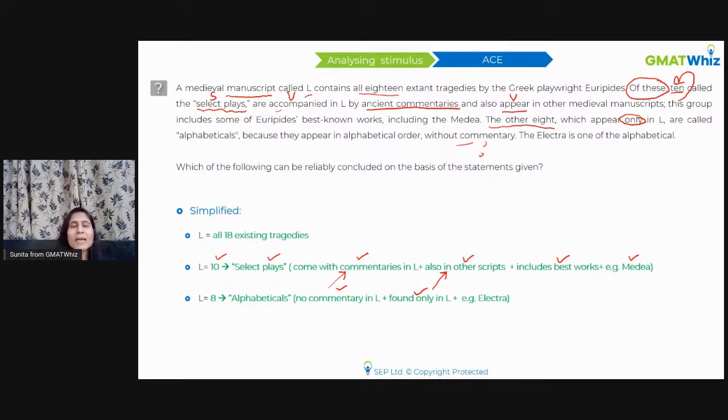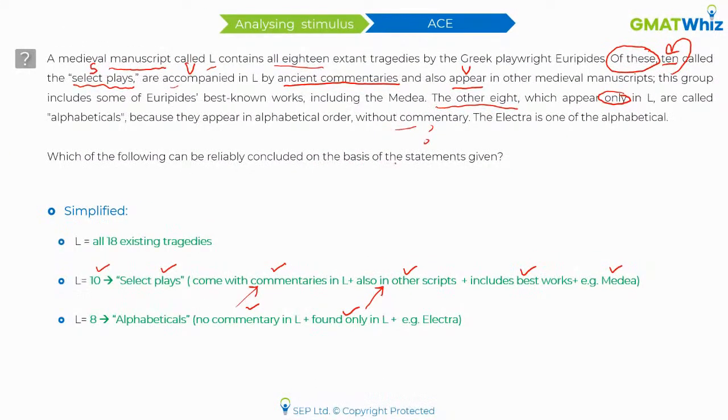And next comes analyzing the question stem. Which of the following can be reliably concluded on the basis of the statements given? So on the basis of the statements given, I have to identify what can be concluded. Clearly, that indicates that this is an inference question. I have to identify what can be correctly inferred from the passage.